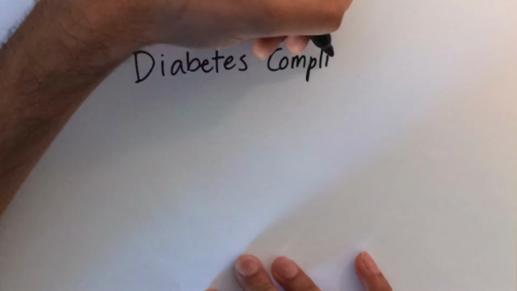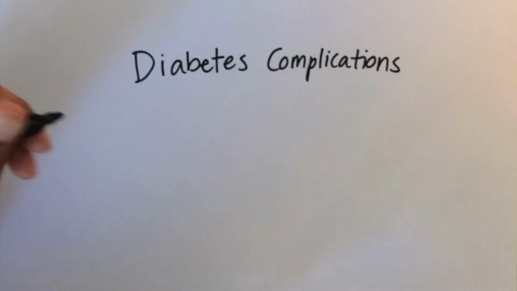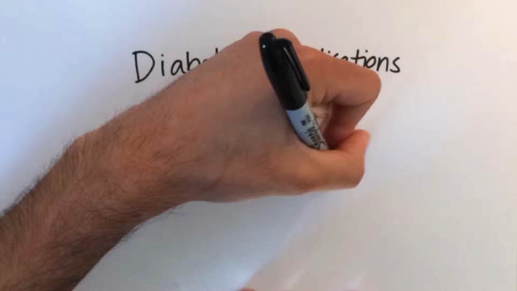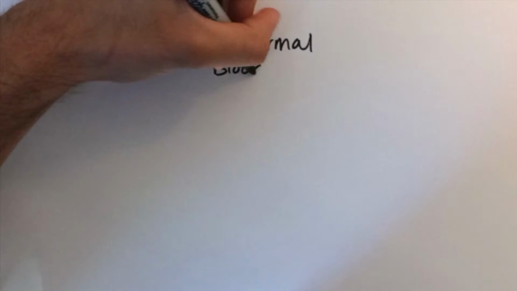In this video I'm going to give a quick summary of the different complications in diabetes. I'm also going to use a structure so that you can remember these complications more easily. Acute complications are due to an abnormal blood sugar level.